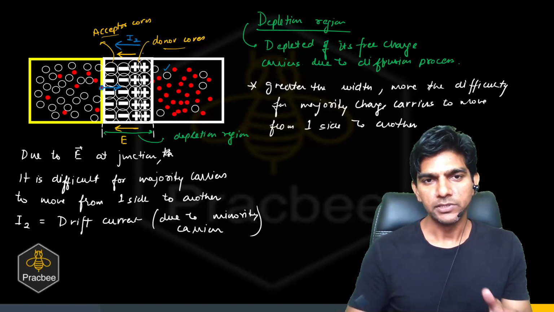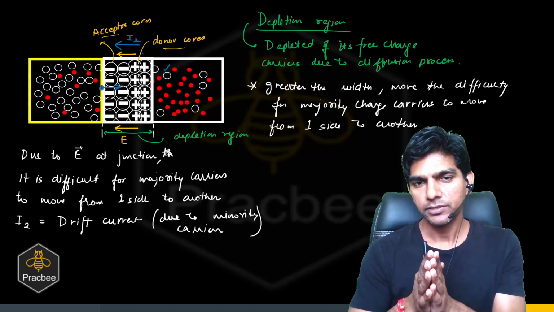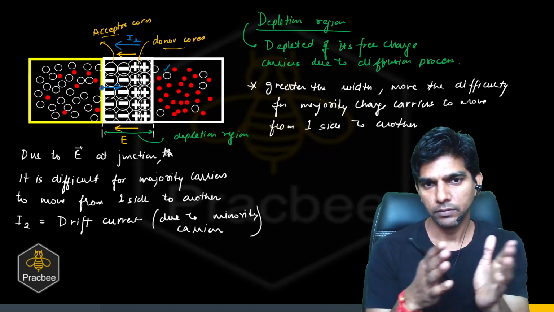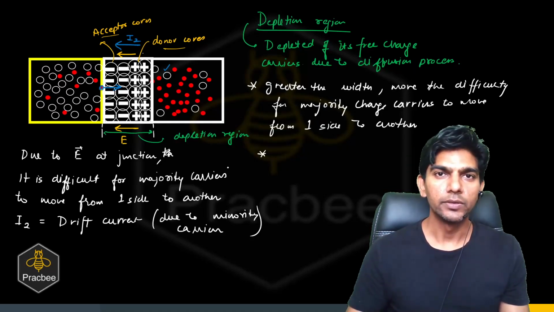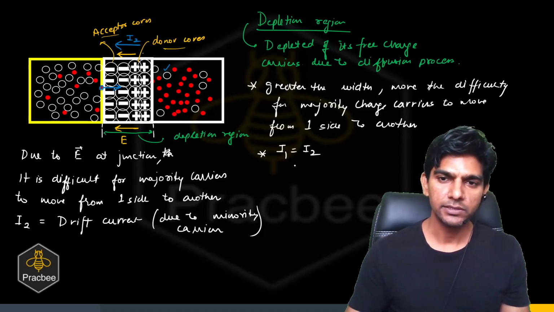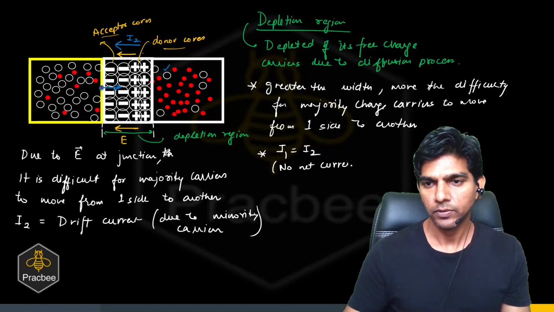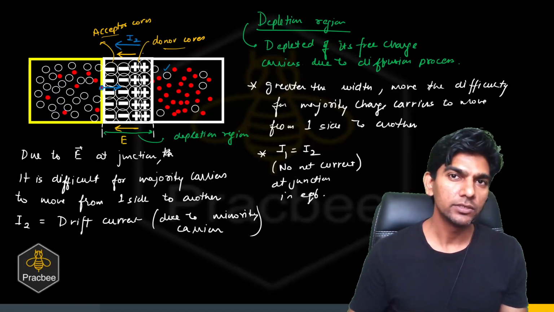Can you see, as the majority carriers move from left to right, the field at the junction keeps on getting stronger, and then it offers more resistance to the majority carriers. So what happens at equilibrium? At equilibrium, I1 balances I2, so there will be no net current at the junction in equilibrium. When that happens, we can say the PN junction has been formed.